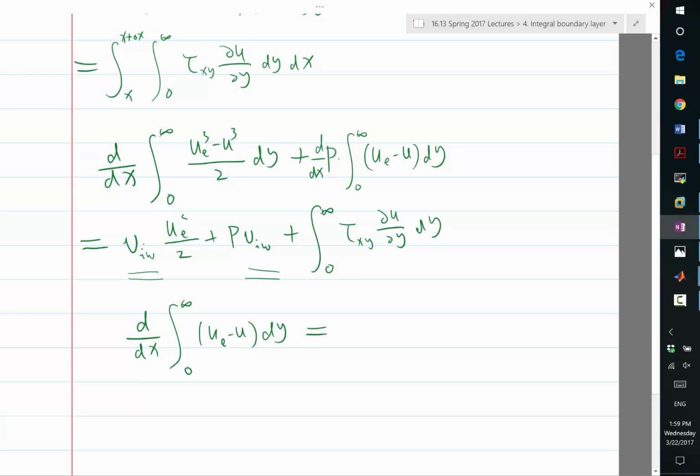Well, this is something we derived last time, right? We looked at the mass conservation equation. The divergence of ue is equal to 0. The divergence of ui is equal to 0. The divergence of u is equal to 0. We subtract them. Then we get the difference in the mass flux of the defect is equal to, yes, it's just equal to VIW, right?